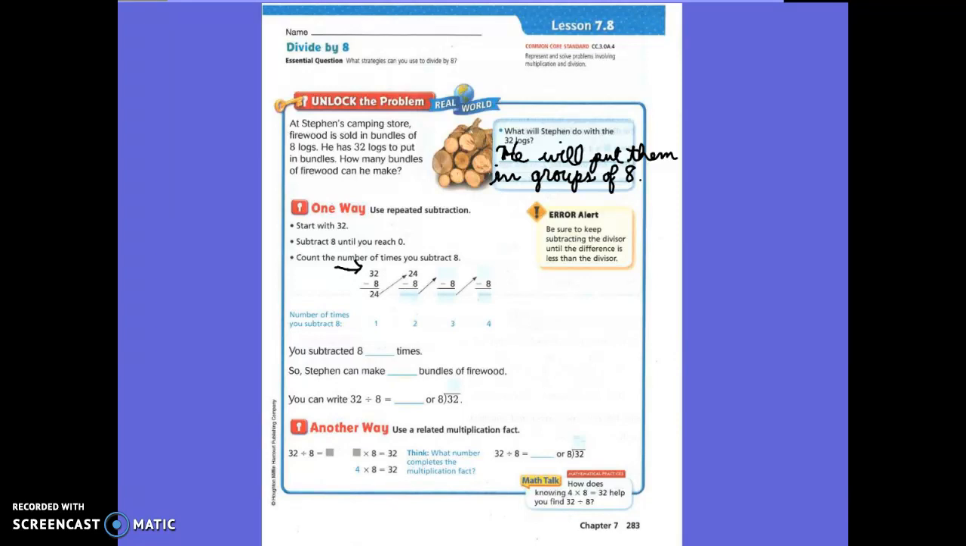So 32 subtract 8 is 24. When you get the answer, it goes up to the top of the next problem. And then you are subtracting by 8 again, the divisor. What's 24 minus 8? Savannah? 24 minus 8 is not 3. That's divided by 8. 16, doesn't everybody agree? Yes. 16.